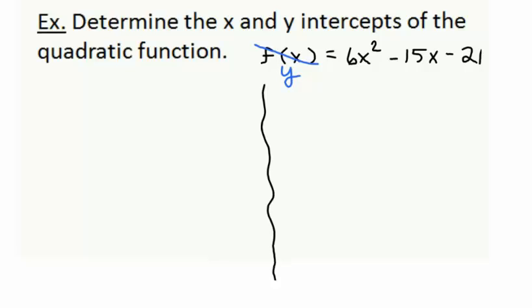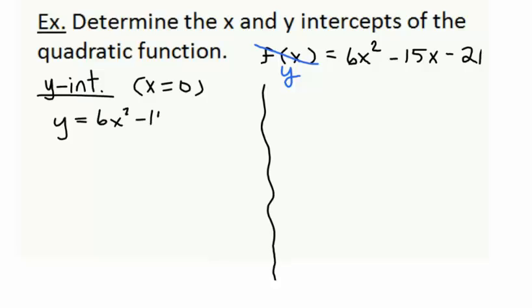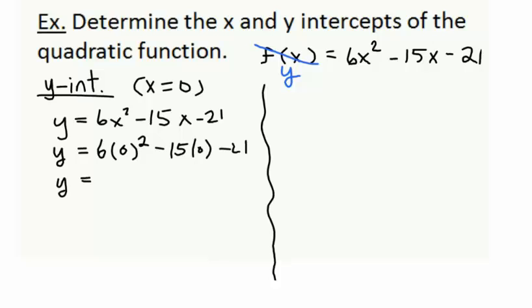So remembering that we can substitute f of x here with the variable y, if that helps you remember, let's go ahead and find the y-intercepts. We are going to set x equal to 0. So we start with our quadratic function, y is equal to 6x squared minus 15x minus 21. And we can go ahead and make the substitution. x is equal to 0, so here we'll get 6 times 0 squared minus 15 times 0 minus 21. Or we're going to get y is equal to 0 minus 21. So we can conclude here that the y-intercept is given as the ordered pair 0, negative 21.